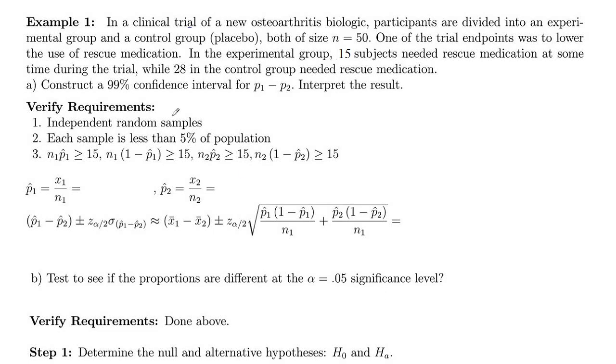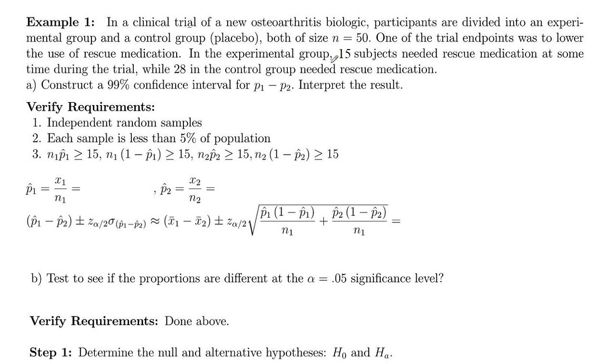So let's go ahead and put our confidence interval method to work here. In this example, we've got a clinical trial of an induced osteoarthritis biologic. Participants are divided into experimental and control, or placebo, groups, both of size 50. One of the trial endpoints is lower use of rescue medication. So if the pain gets too bad, they take Advil or Tylenol, and they keep track of how many people do that.